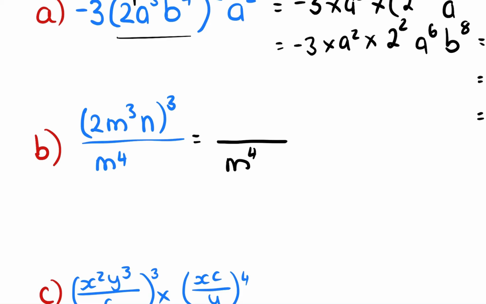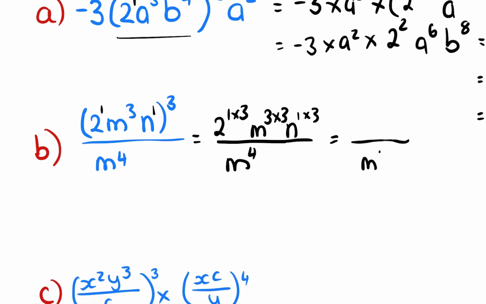All right, so put your power of 1 on anything that doesn't have a power, and then we go ahead and start multiplying the powers. So we'll have 2 to the 1 times 3, m to the 3 times 3, and n to the 1 times 3. Okay, so then let's simplify that. The m to the 4 still hasn't changed. So we'll have 2 to the power of 3, m to the 9, and n to the 3.